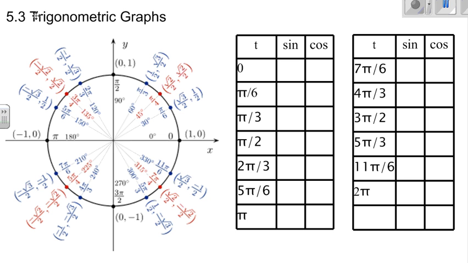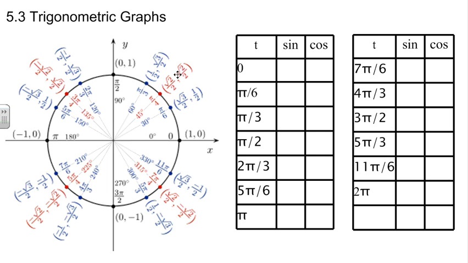Section 5.3, Trigonometric Graphs. In this section, we are going to try to graph sine and cosine. So to start, we're going to look at the unit circle.